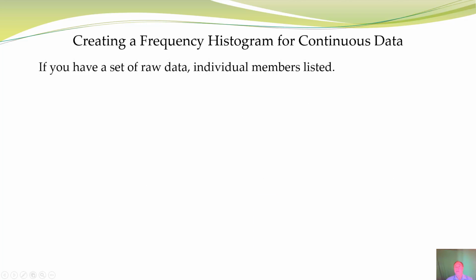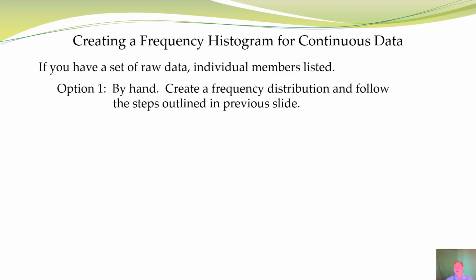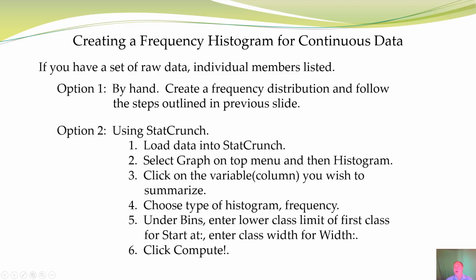Now, if you have a set of raw data, that is, you have all the individual members listed like we did earlier. Option 1, by hand, you could create a frequency distribution and follow the steps outlined in the previous slide. Or option 2, you could use StatCrunch.